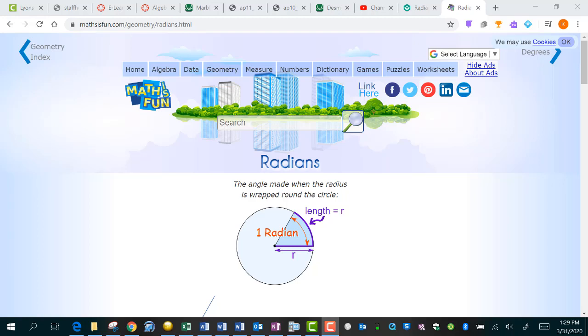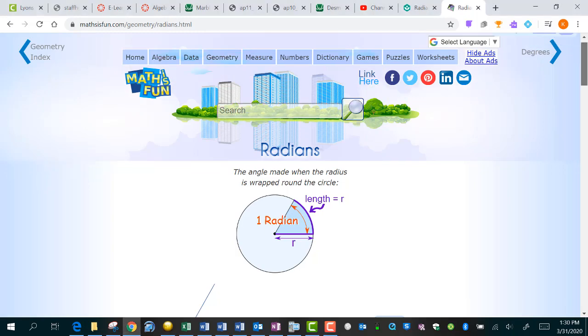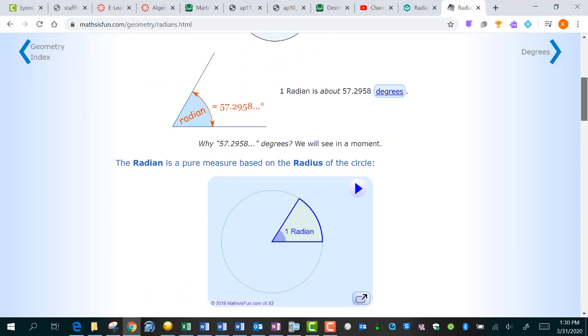Okay, so today we're going to talk about radians. A radian is the angle made when the radius is wrapped around the circle. If you recall from geometry, a radius is the length from the center of the circle to a point on the edge of the circle. If we took this length and wrapped it around the edge of the circle, the angle within here would be considered 1 radian. And there's a really good video on this on the Math is Fun website that demonstrates that.